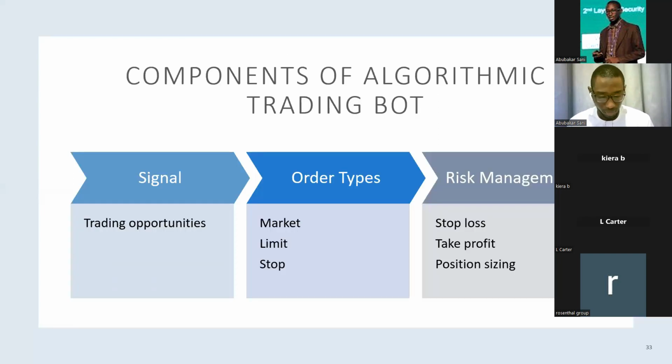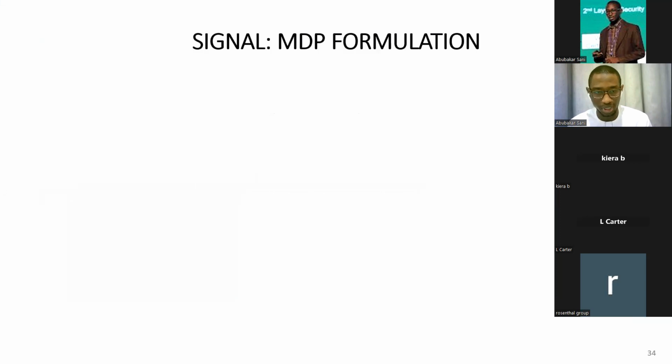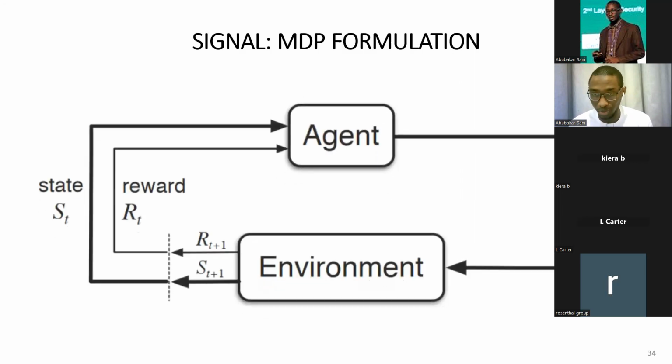So what I'm going to show you now is how you implement these three things: signal, order type, and risk management, and how reinforcement learning is going to help. Where is it going to help? Let's start with the signal. How do we spot a trading opportunity? Are we the ones who are going to do that, or are we going to delegate this job to the AI? And that's exactly what I'm going to do.